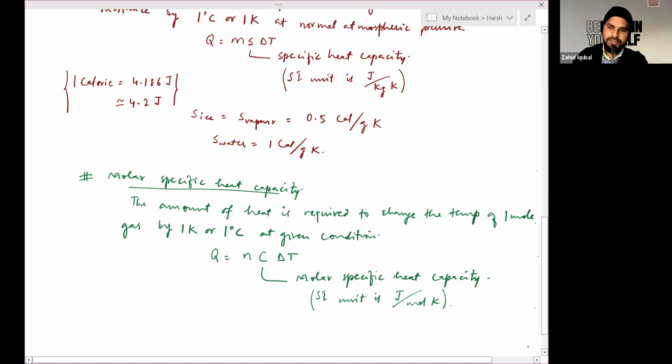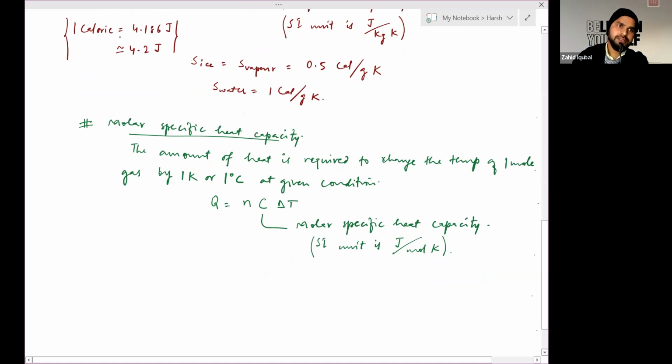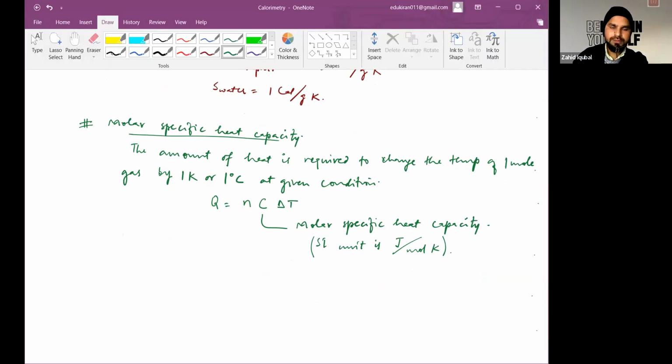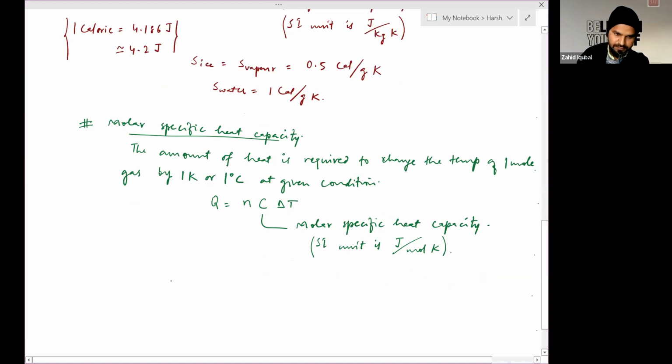So to change the temperature, we mainly have these three different heat capacities. What would be the relation between these terms? Let me define it. S equals m times s equals n times C. This is the relation between these three terms. If heat is the same, you may convert number of moles in terms of given mass by molar mass.